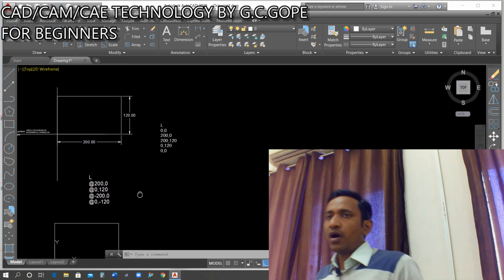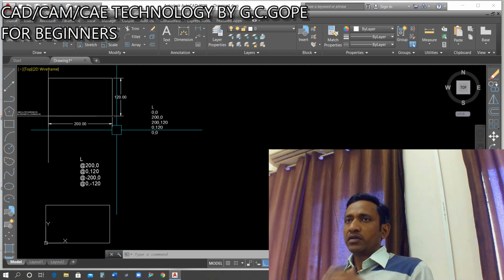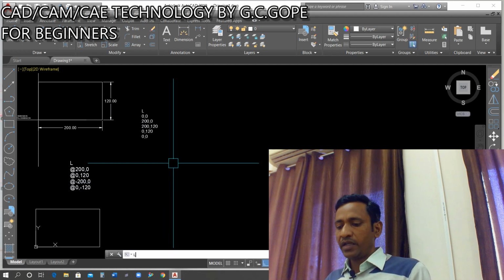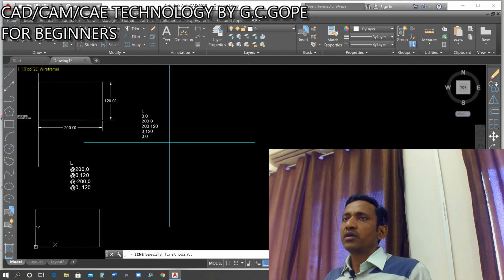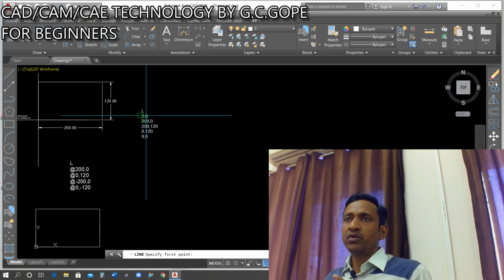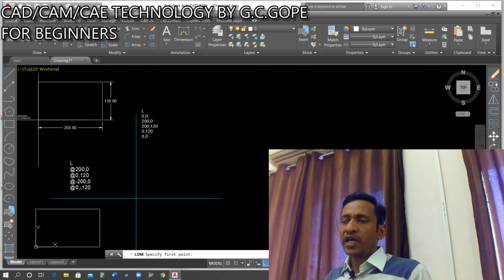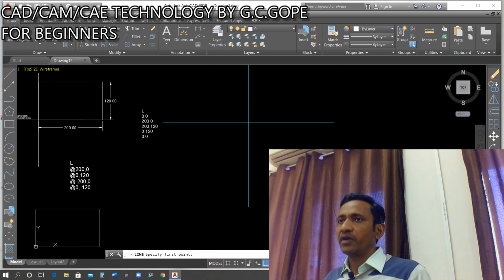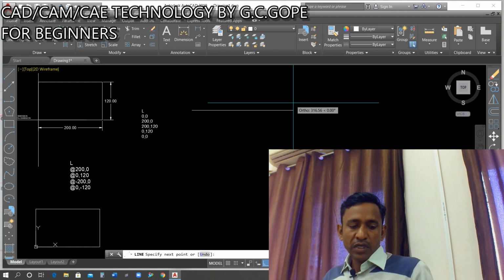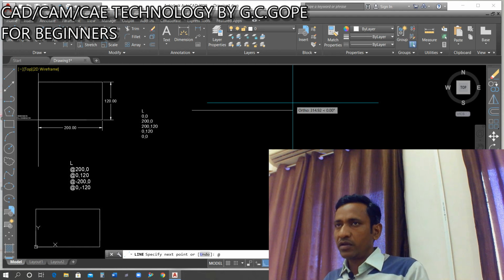So how to draw this diagram with this incremental system? Let's see. First I'll press enter. Now we don't use 0 comma 0. Why? Because 0 comma 0 is for absolute dimension. In incremental dimension we have to left click in the graphical window where we want to start. I am saying that I have to start from this point, so we'll left click here. Now we don't need to touch the mouse. I'm going to press shift plus 2, at the rate. In x direction how much? 200 comma, this is the x axis, y axis will be 0.